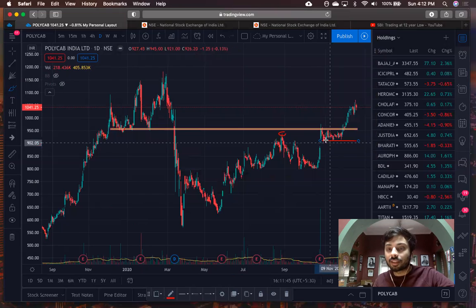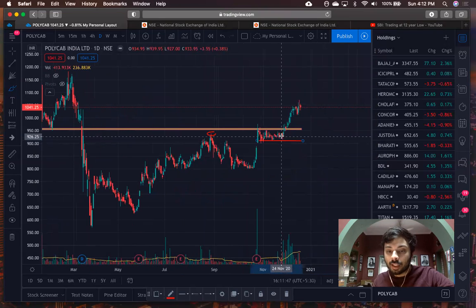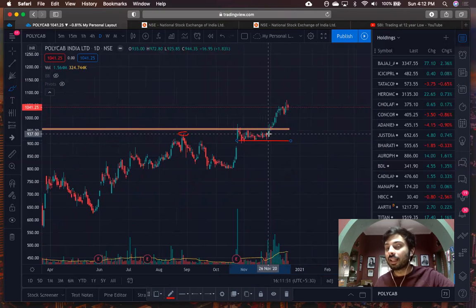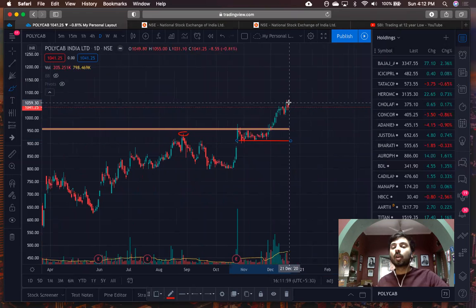We took this trade somewhere at this point of time, 26th of November, just 1 day before it exploded. See the beauty. That's the accuracy. After that, from 937, it's gone up about 10% to 1060 levels. This is called multi-year level trading. I hope you have found this concept good.